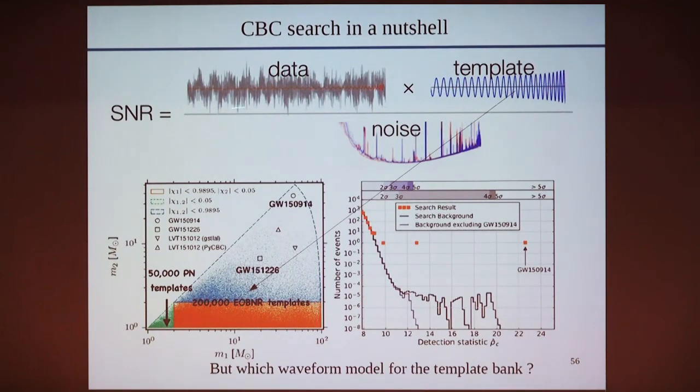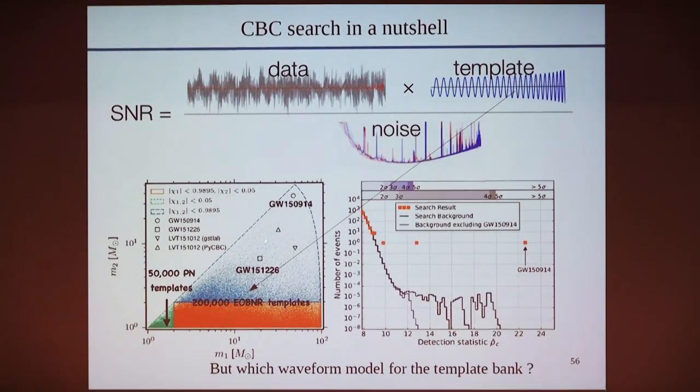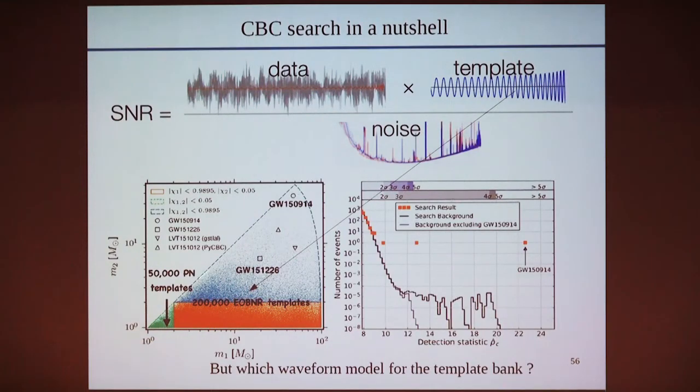So again, it's another representation of matched filtering. You take your data, you multiply by a template, you divide by the noise. And you need to test many templates, many waveforms. The main parameters are the masses of the two compact objects and the spin, the angular momentum, which also changes the waveform. So here you see what is currently used, or what was used last year. I think the template bank is always changing.